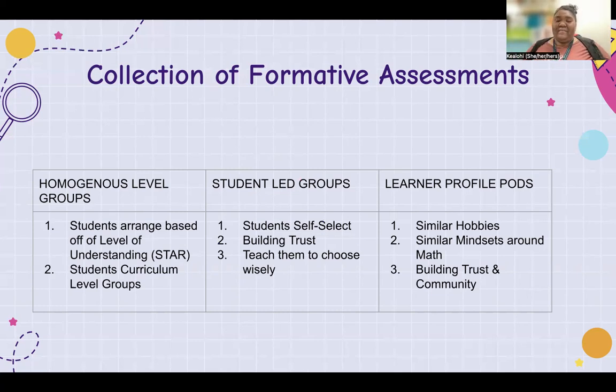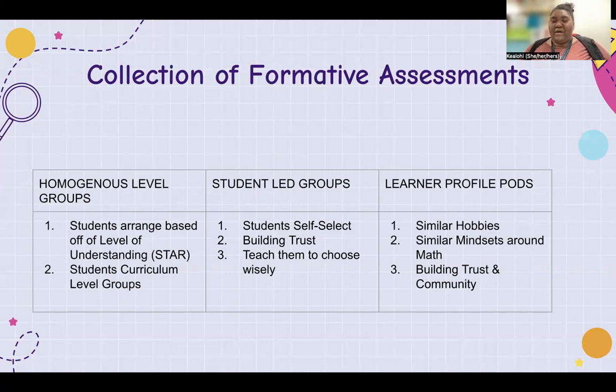Student-led groups is where students self-select. I will have the students choose wisely on who their partner is going to be, where it's building trust with them and teaching them to choose the right partners in order to be successful. Because I know some of them like to connect with a lot of their friends instead. It's a great time to build relationships also, but it's also a reminder that this is focus time. So it's about setting those boundaries.